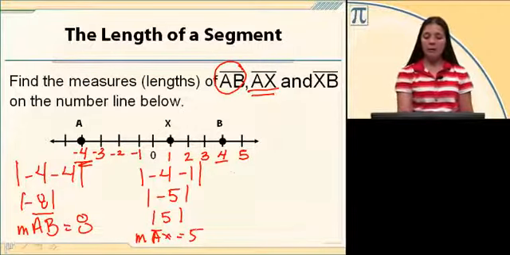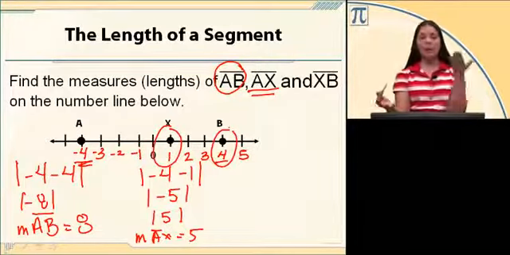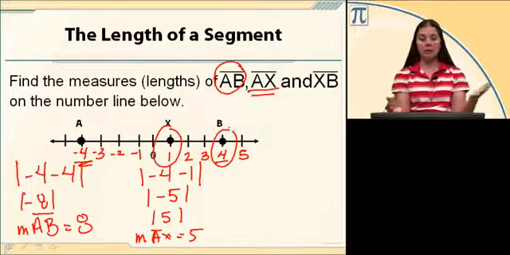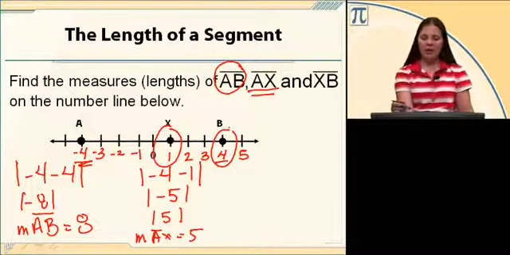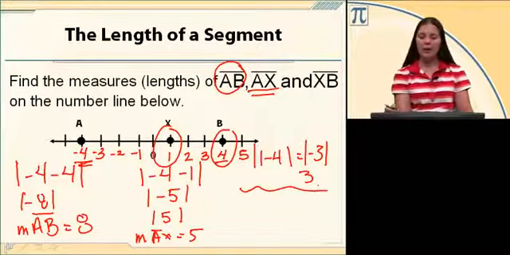XB, I'm going to start with X and go to B. Now it wouldn't matter if I started at B and went to X. As we saw in the last example, I'm going to get the same answer. Let's check this one though and make sure. So if I start at X and go to B, I'm going to 1 minus 4, and that gives me -3. The absolute value of -3 is 3, and we're just going to check and make sure it works.